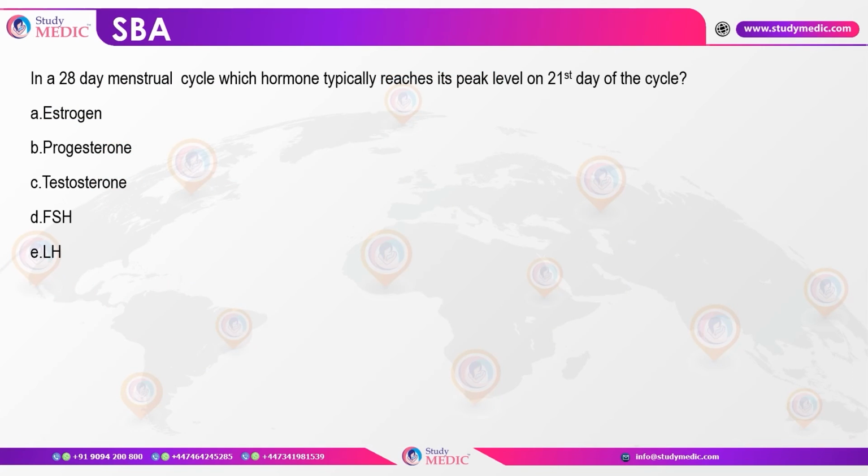Now next, coming to the sex hormones. We know everything about estrogen and progesterone, so I'm not going to elaborate on that. A typical question asked is about which hormone is going to be raised on which day of the menstrual cycle. So if you have a lady with a 28-day menstrual cycle, which hormone would typically reach its peak level on day 21 of the cycle?